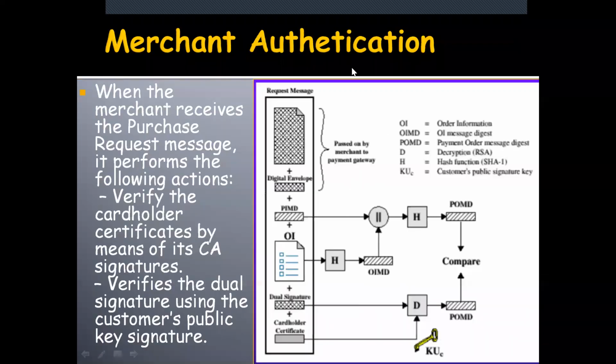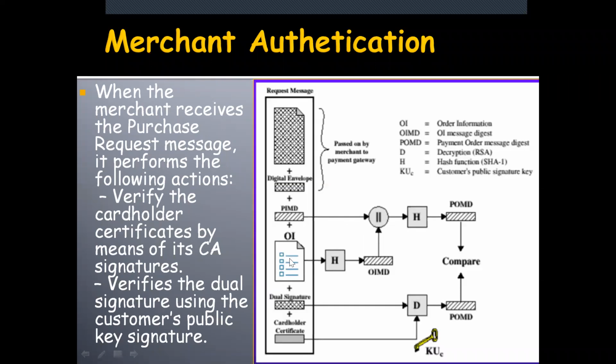This is how the merchant authenticates. First we'll see how the merchant authenticates the message. Here is merchant authentication. What the merchant gets is PIMD, the payment information message digest, in hash format, not plain text. The merchant doesn't require the payment information, so it comes in hash format. He cannot read the information; only the hash code is generated, which stands for the payment information.